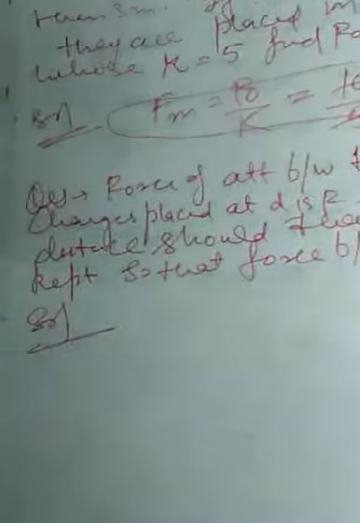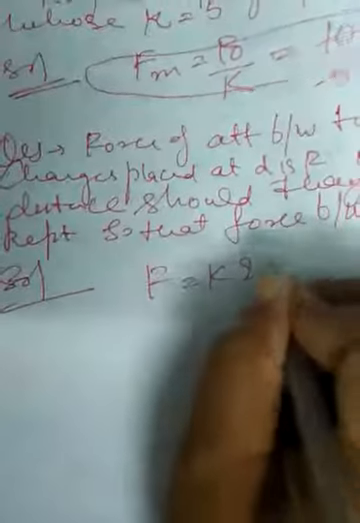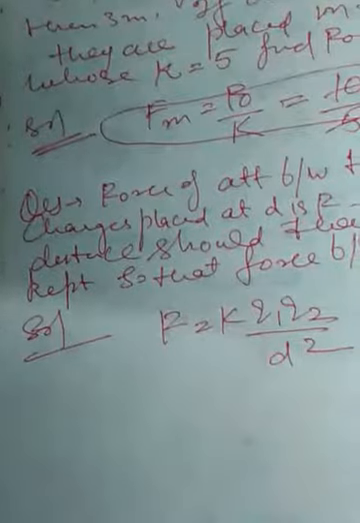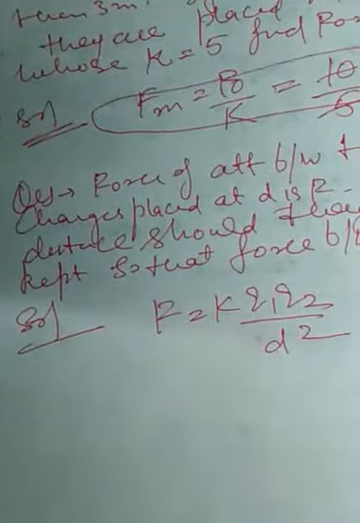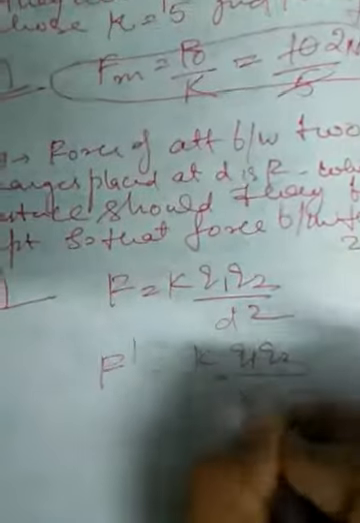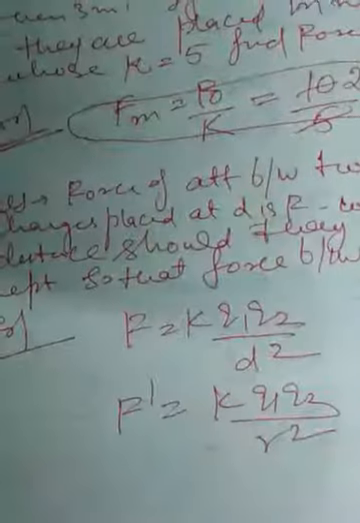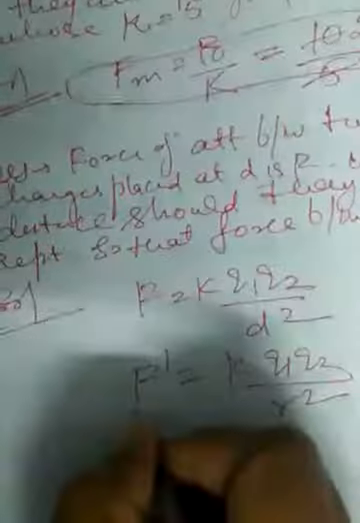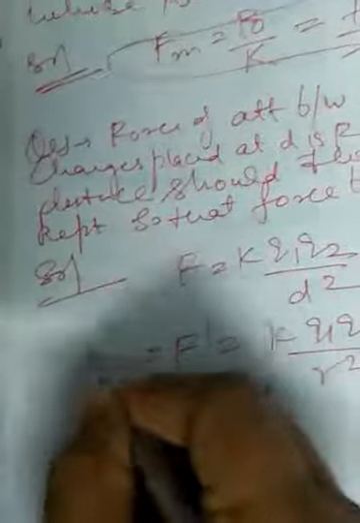So again we read the question. First of all, the force of attraction between the two bodies placed at a distance D apart is F. It means we are given F is equal to K Q1 Q2 upon D square. Now if the charges are placed at R distance apart, then the force becomes 2F. Now the new force is F dash equal to K Q1 Q2 upon R square. Now how to find out the relation? What should be the distance so that the force between them is 2F? That means F dash is equal to 2F.